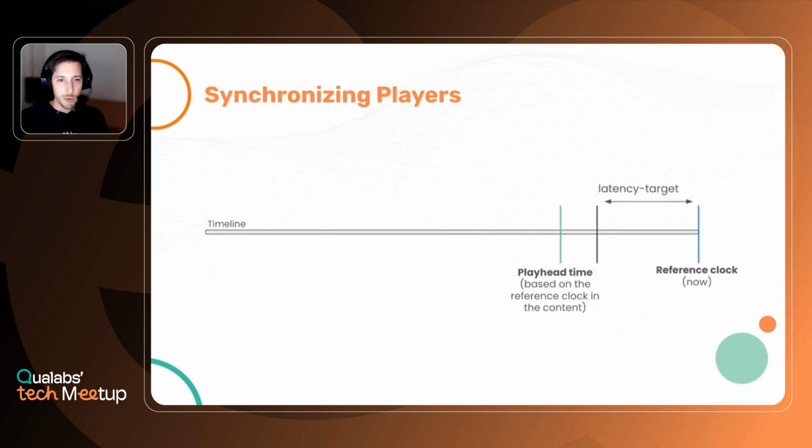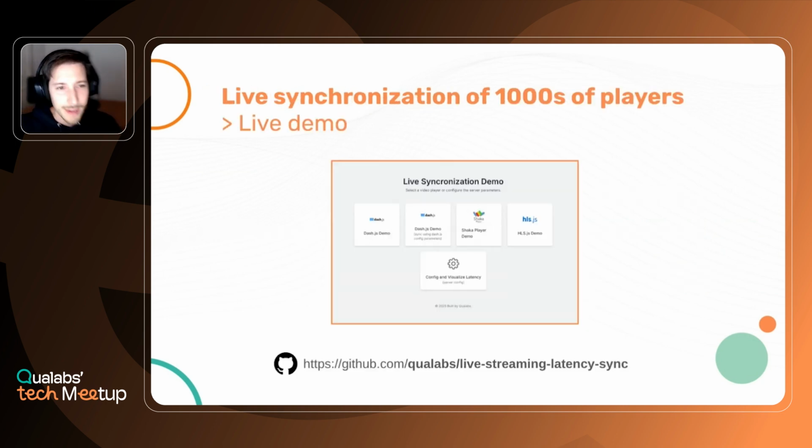So basically, if we have here our reference clock in blue and in green our playhead time, and imagine the target is the black one, then we're going to increase the playback rate to achieve that latency. And on the other hand, if our latency is larger than current, then we're going just to slow down the playback for some seconds.